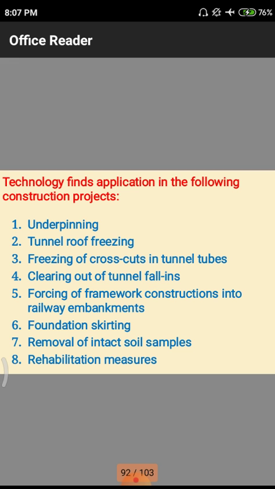And clearing out tunnel falls, that means arresting the falling of tunnels and flooding works, and foundation skirting, the removal of intact soil samples, and rehabilitation measures. All those are the different conditions where we have to utilize these thermal and freezing techniques.